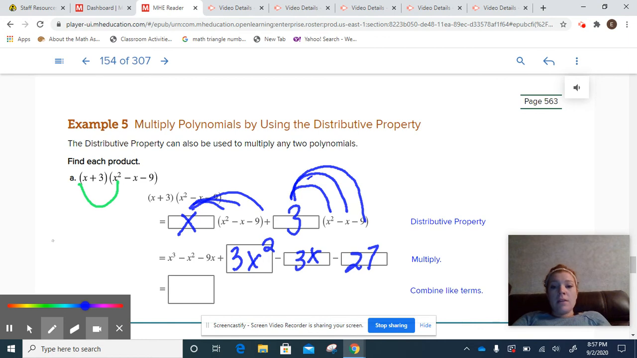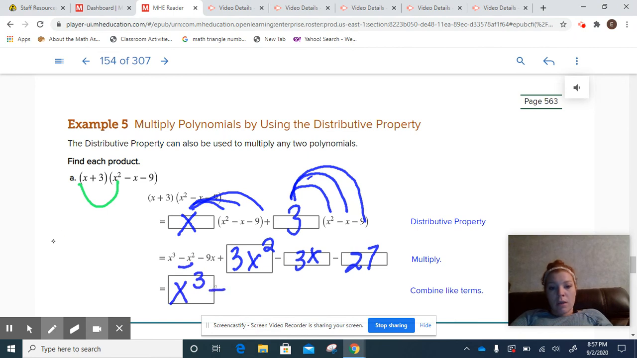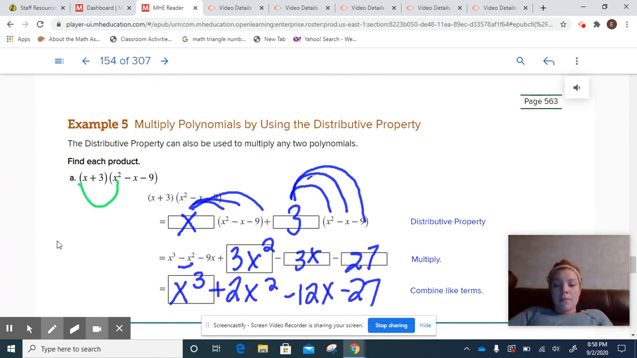So our last piece is to combine the like terms. So we obviously want to write it in standard form. So I'm seeing x cubed, that needs to go first. There's no other x cubed. I see negative x squared here and this 3x squared. So we got to combine those together to make positive 2x squared. I'm seeing a negative 9x and a negative 3x, which makes negative 12 x's. And then the negative 27 does not have another like term. So there is the answer to example 5.